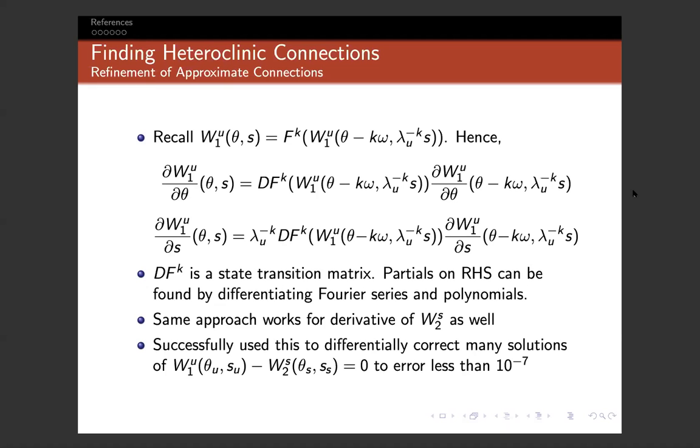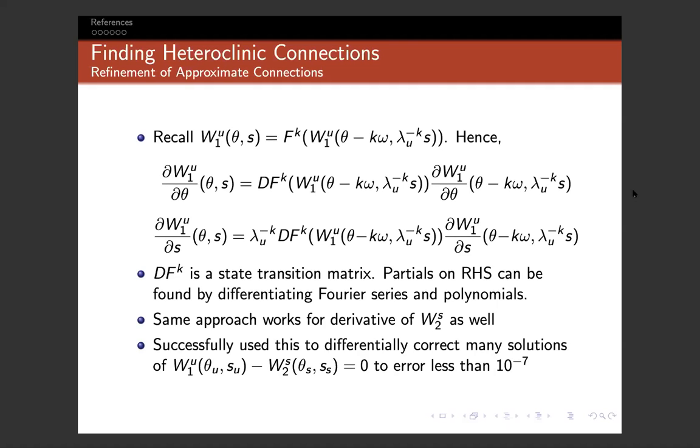You have the formula that we stated earlier for Wu, which is, for k large enough, f^k of the Wu evaluated at the point k steps before. Taking the partials with respect to theta and s of this equation, what you end up with is Df^k evaluated at a point with a smaller s value. We, of course, take k large enough so that lambda u to the negative k times s is within the fundamental domain of accuracy of the parametrization.